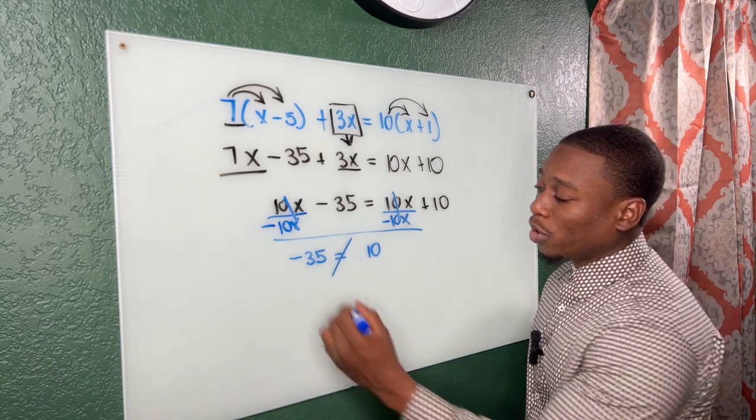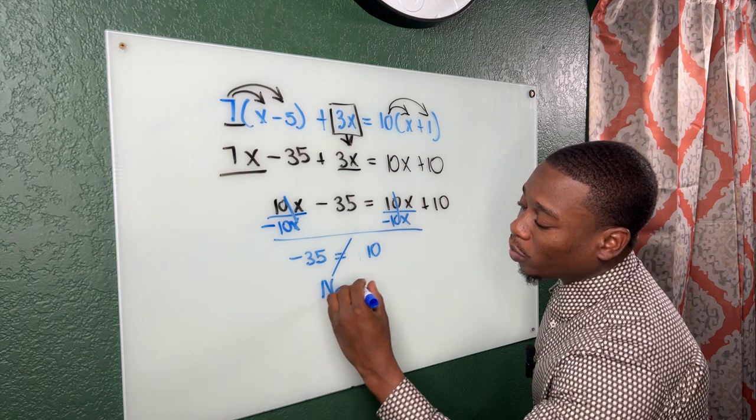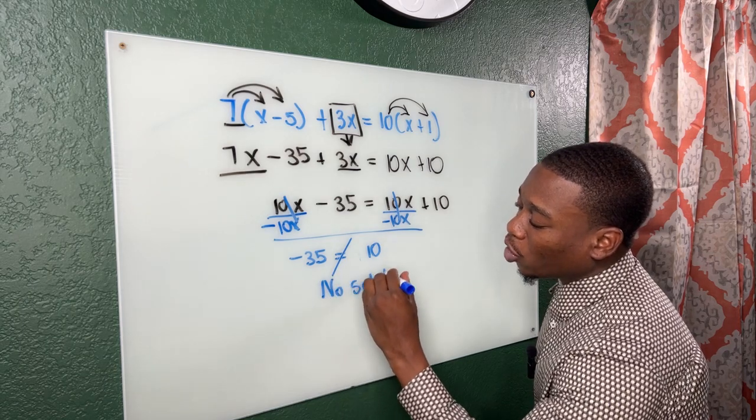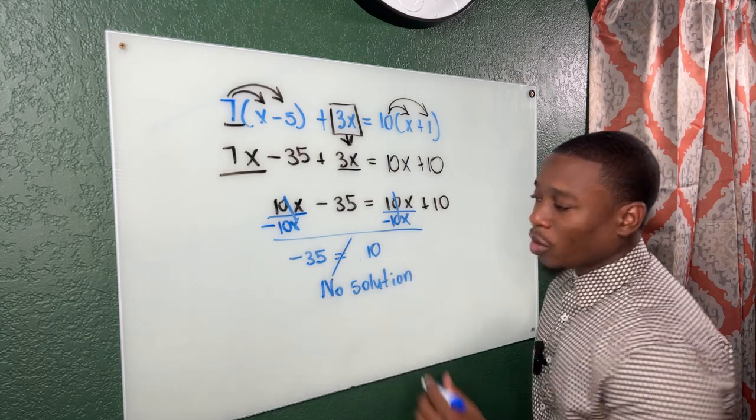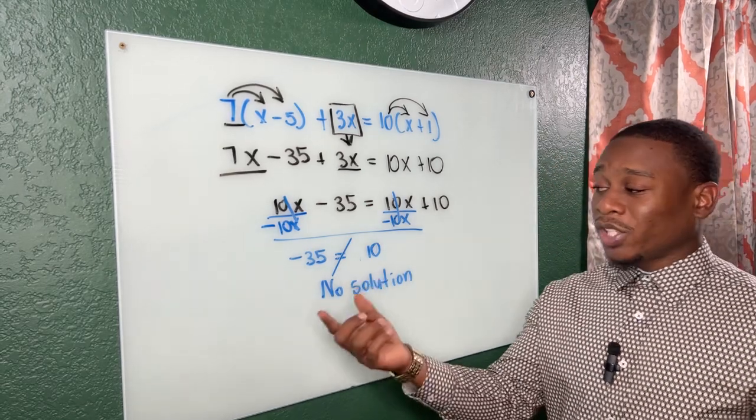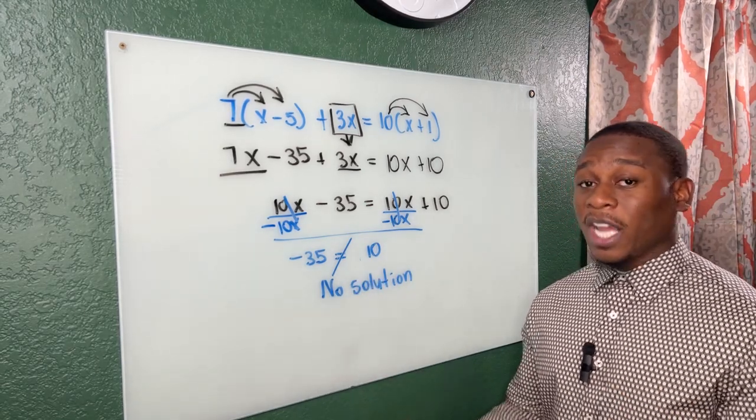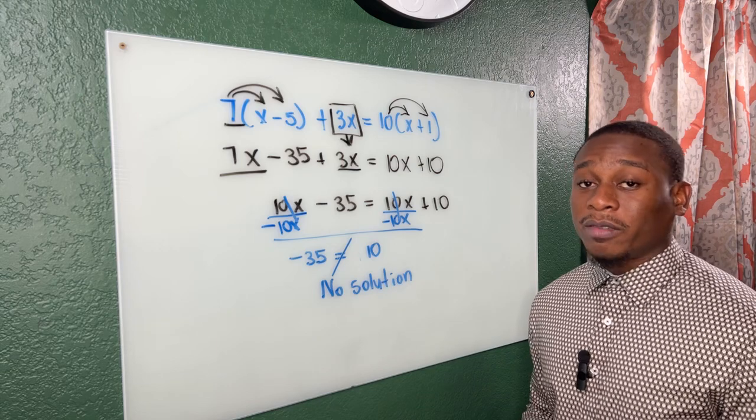That is not true. So this is what we talk about when we say an equation that has no solution. When we look at this problem, this equation is not equal at all. Negative 35 will never be equal to 10.